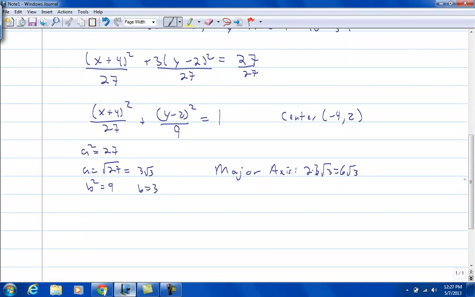So we're supposed to find the vertices, the foci, and the center. I got the center. Oh yes, my c squared is going to be a squared minus b squared, and that's going to be 27 minus 9, which is 18. So c squared is 18, so c would be the square root of 18, which is 3 times the square root of 2. I hope we're okay with that.